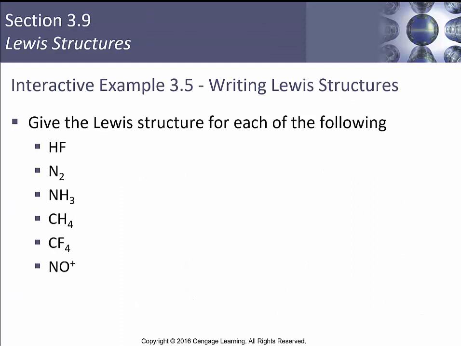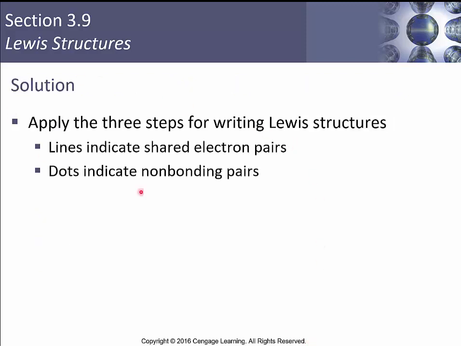Let's do some other real quick examples. So we'll do HF, hydrogen fluoride, nitrogen gas, ammonia, NH3, methane, CH4, chloroform, and NO plus ion. Right? So our strategy, we're going to apply the steps of drawing a Lewis structure. You draw your lines to indicate your shared electrons, dots to indicate our non-bonding electrons.